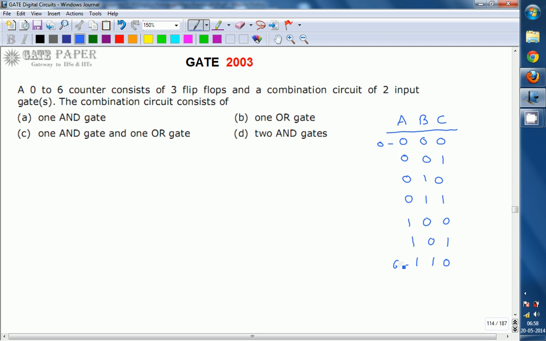So it is going through 0 to 6, and whenever it tries to go to 1, 1, 1, that is an unused state. From that state it has to go back to the initial state. So whenever the counter tries to go into the 1, 1, 1 state, the counter has to reset itself. That is, whenever this takes place, resetting of all flip-flops to 0 has to take place. Reset implies making the output of the flip-flops 0.